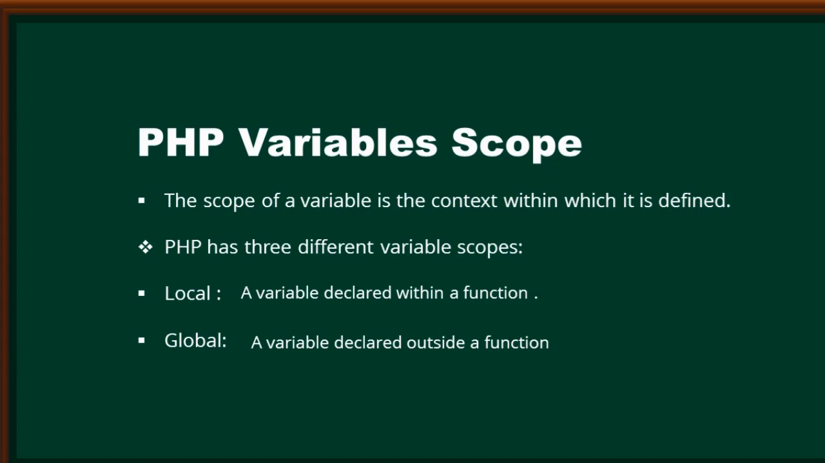And we've got another scope referred to as static scope. The static variable type only exists inside a local variable scope. So when you're referring to a static scope, it also refers to a local function. So a static variable will exist only in a local function scope.